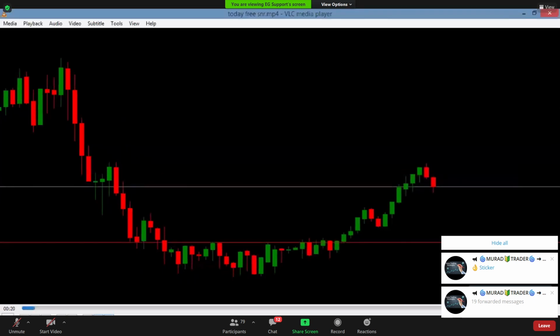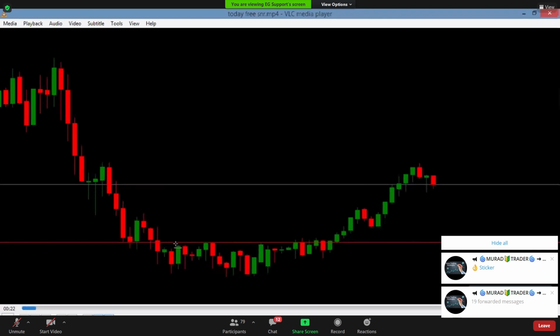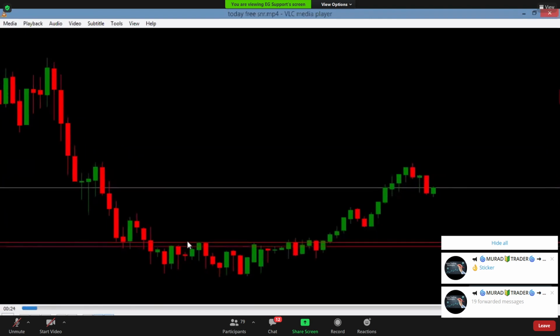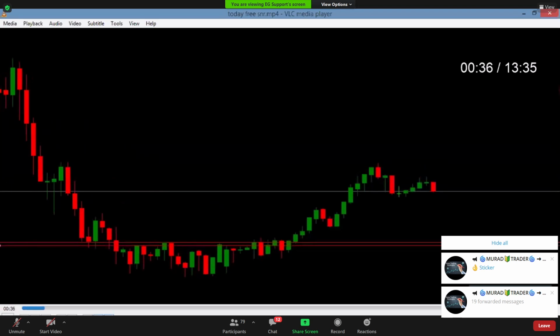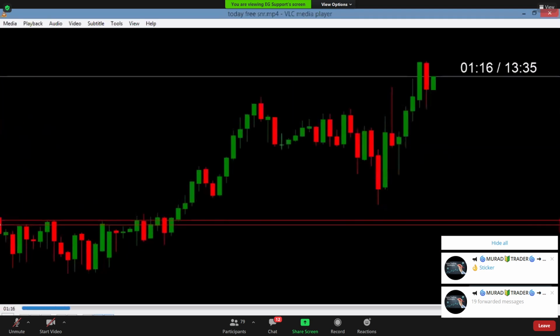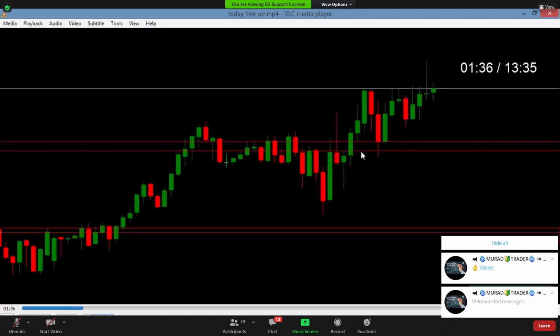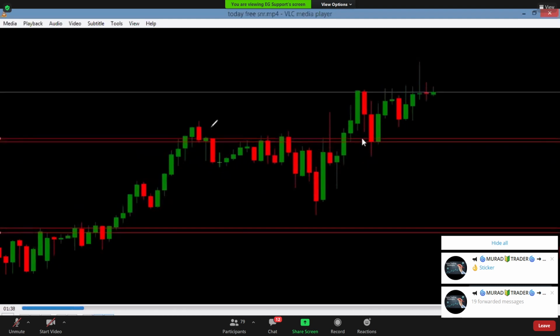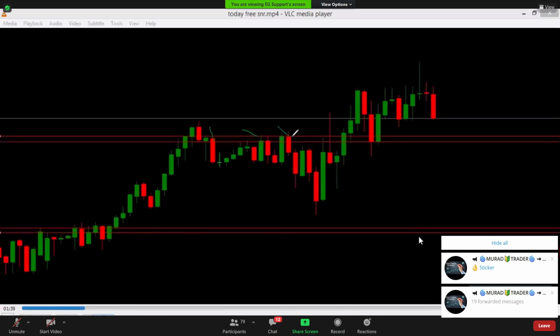So here, it's a level, it's a complete SNR level. Now I will show you how this level will work. And here, it's a complete SNR level. So this is a resistance zone. After the breakout, it turned into a support.